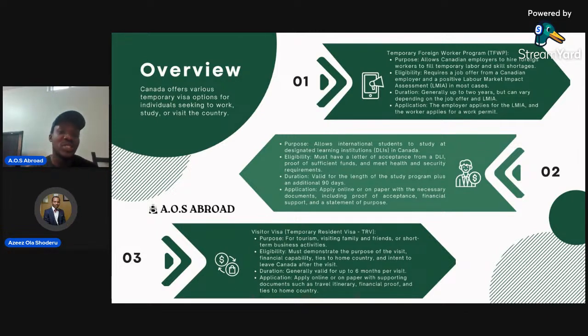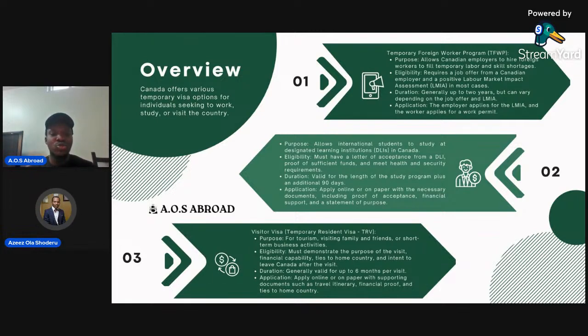And the application is always done online or on paper, but most times they do it online now, with necessary documents, including proof of acceptance, financial support, and, you understand, the statement of purpose that will be sent to the school and to IRCC. Now, that's the second way you can come into Canada temporarily, through the study permit.